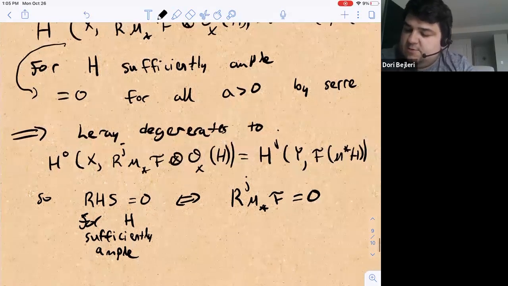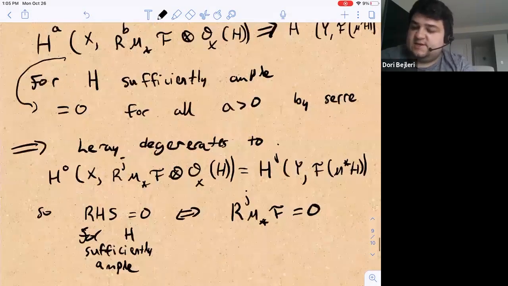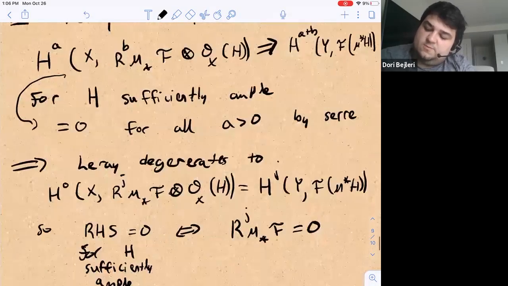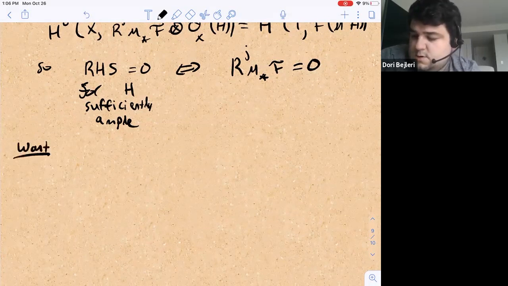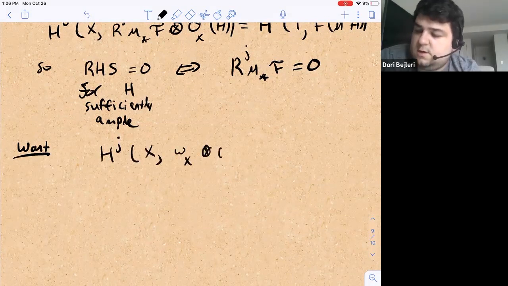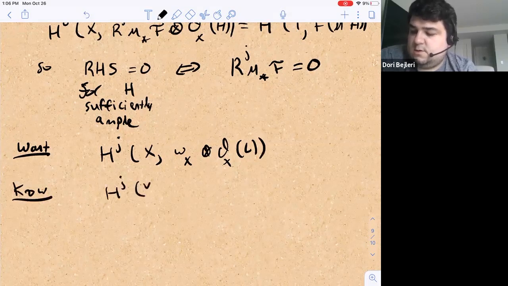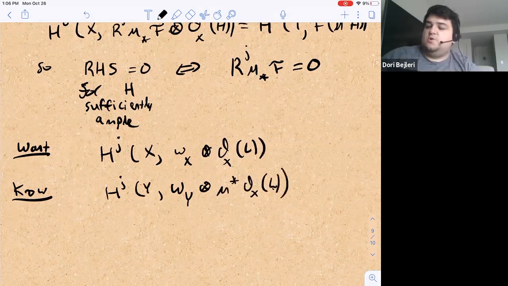Okay, so now we're going to apply this lemma to get our Grauert-Riemenschneider type vanishing. But it really comes from just continuing the argument. We know something about H^i on Y with coefficients in omega_Y tensor the pullback. We want to prove something about the analogous line bundle on X. So we want something about sheaves of the form omega_X tensor O_X of L, but we know about H^j on Y of omega_Y tensor mu upper star O_X of L.